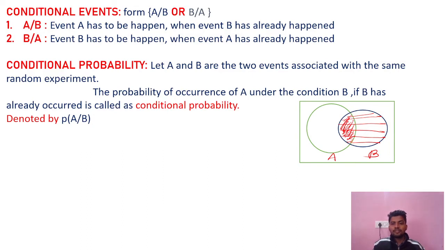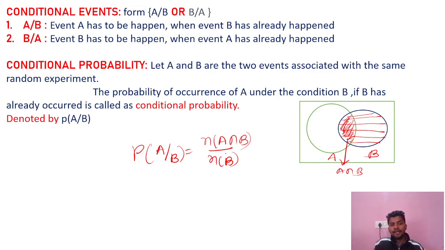Okay, so this region is what? A intersection B, as we read, and this is B. So probability of A upon B is defined as what? Now the sample space is just N of B, and what is the probability of occurrence? That is N of A intersection B. If we divide by N of S in the denominator as well as the numerator, we will get P(A|B) equals P(A intersection B) by P(B).